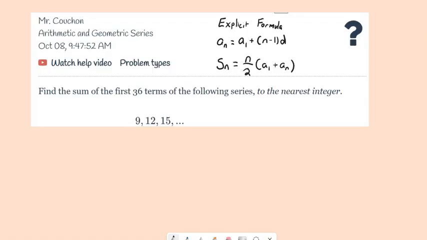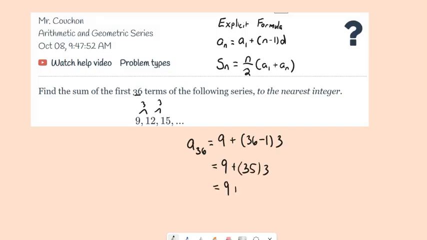Okay, here's another one. They want us to find the sum of the first 36 terms of the following series. So we want a sub 36, the 36th value. The a sub 1 is 9 plus 36, the n value, minus 1, times the common difference. Common difference is going to be 3. Okay. 9 plus 35 times 3. 35 times 3 is 30 times 3 is 90, 3 times 5 is 15. So that's going to be 105. And that means that a sub 36 is going to be 9 plus 105, which is 114.